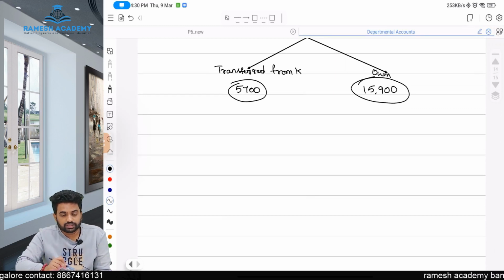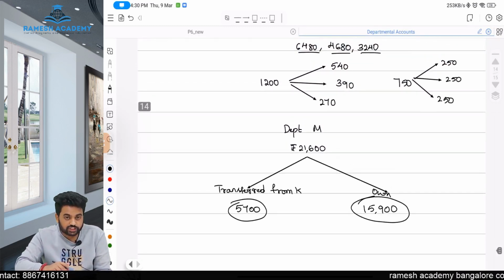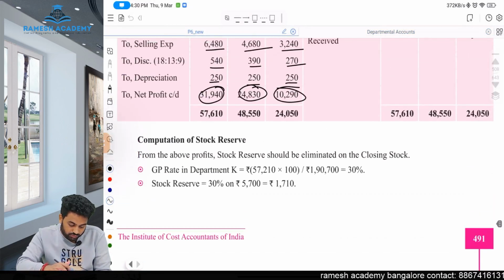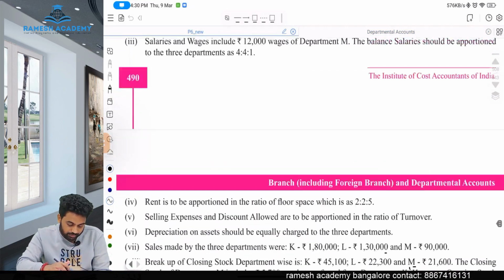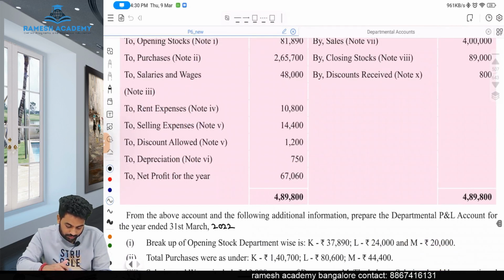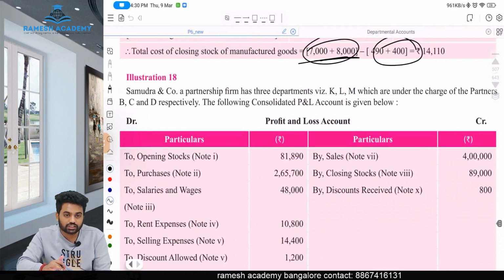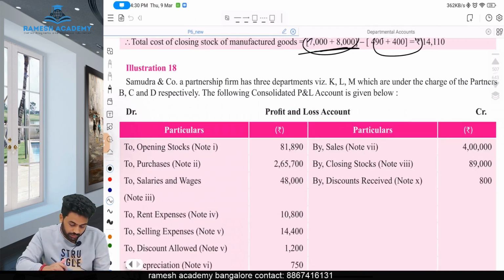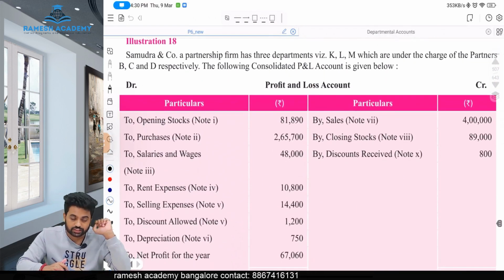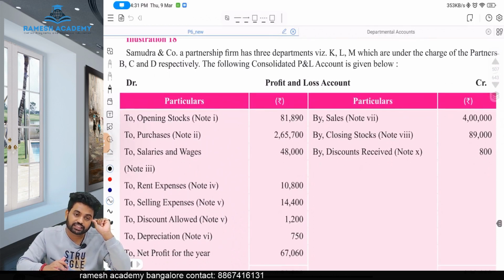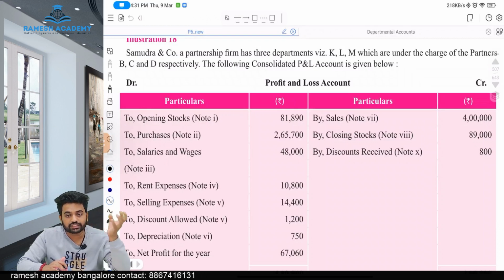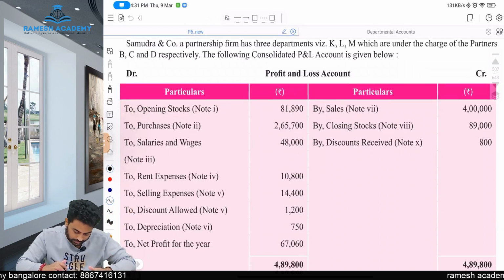Now 5,700 is fine. Now we have to check whether the goods they are sending from one department to another are sent at cost, or cost plus a certain percentage, or selling price. If it's cost, there is no adjustment for stock reserve. If it's cost plus a certain percentage, that percentage will be the loading. If it is selling price, then we have to find out the gross profit and apply it. Listen here very carefully.